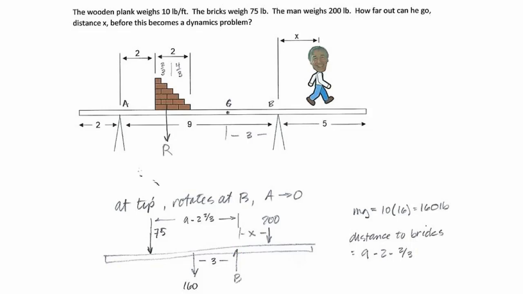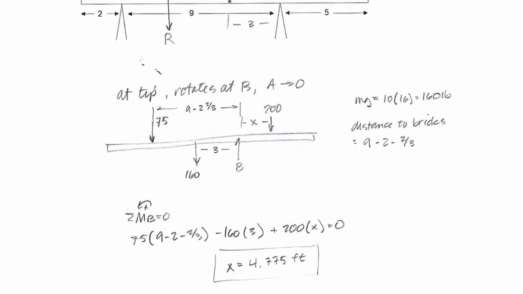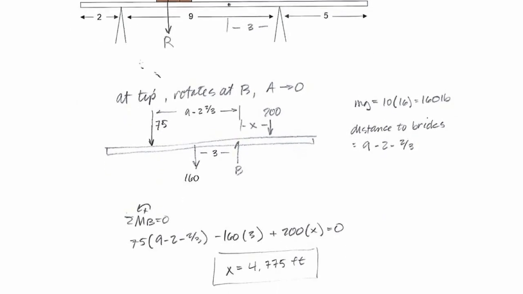So let me just move that up here. Sum the moments about B. And here's our picture. I have 75 pounds times this lever arm going in this direction, 160 pounds times this lever arm also going in that direction. That's balanced by 200 times x going in that direction, and you can solve for x, which is 4.775.